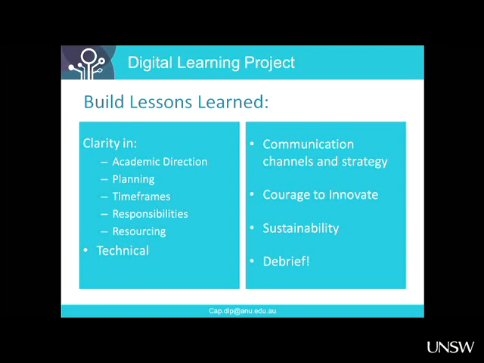The same is true in a technical respect, just being on top of technical things, and I'll talk a bit more about that in a minute. Communication and strategy really feeds back to that clarity as well. Courage to innovate: it was a huge undertaking, but it gave us a real chance to do something that hadn't been done before. There was no fully bilingual MOOC in existence before this MOOC. So it was a huge challenge, but it was also something that hadn't been done before.